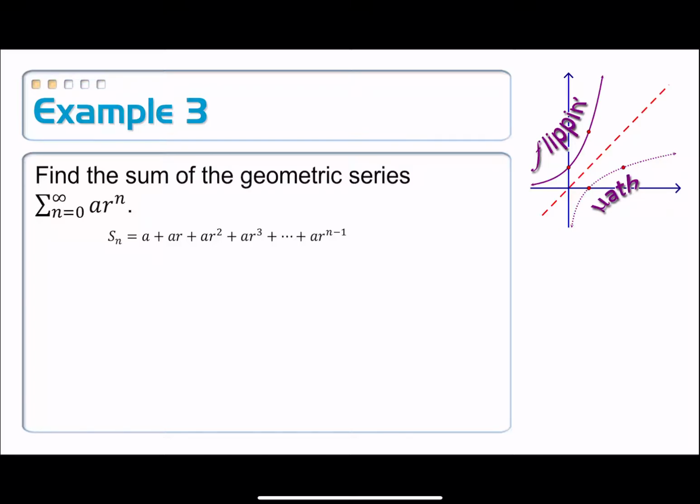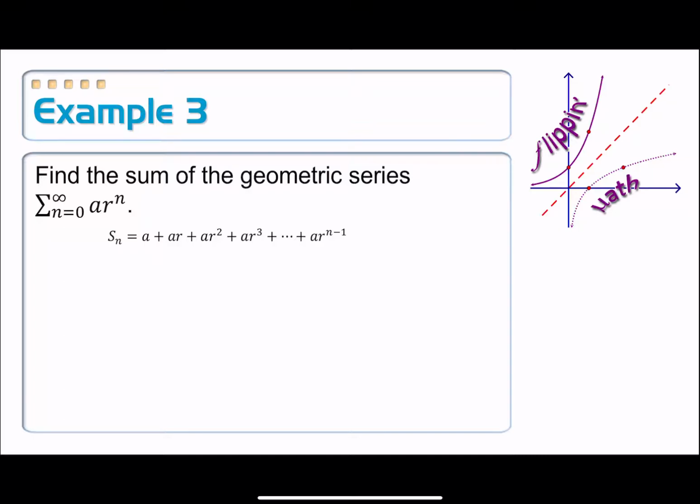And you might be going, why is the power on the nth term n minus 1? The reason is because we started at 0, we didn't start at 1. If we had started at 1, then that last one would be to the nth power.